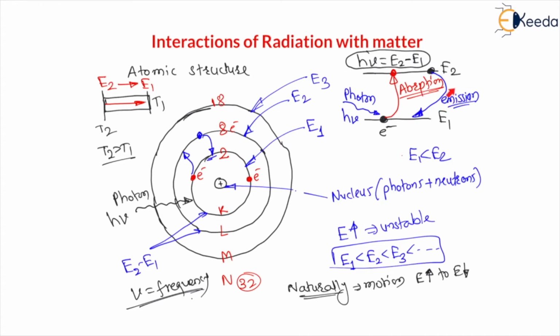So let us understand this transition, or interaction. Now there are basically three types of interaction: stimulated absorption, spontaneous emission, and stimulated emission. So these three types of transitions or interactions we have to understand here. Let us start one by one.